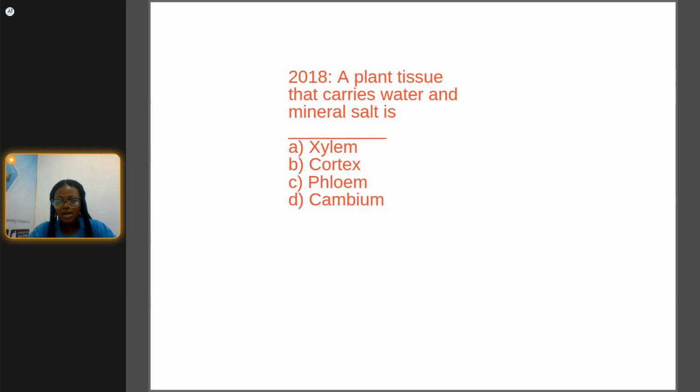So a plant tissue that carries water and mineral salt is what? Of course, it is xylem. Xylem carries water and mineral salts to the other parts of the plant. So that's the function of xylem. So the answer is xylem. I believe we have really learned today, and I hope we are excited that we can now tackle UTME questions on our own.